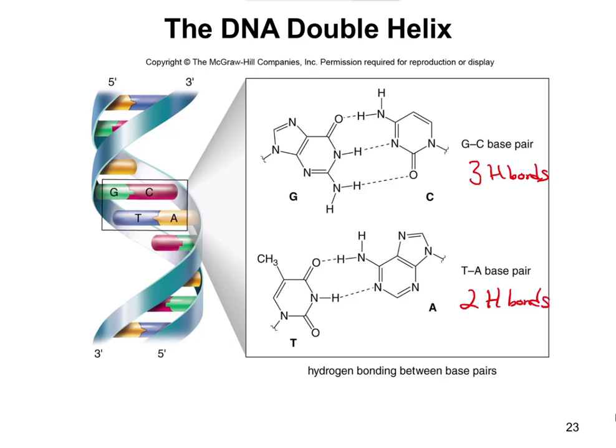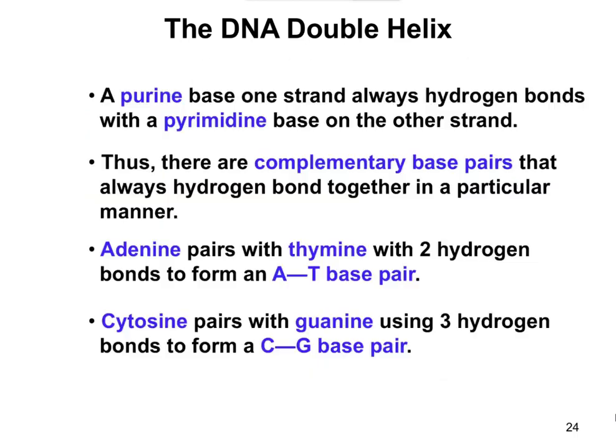So DNA that has more G's and C's is slightly more stable than DNA that has A's and T's, just because of that extra hydrogen bonding. So again, you don't need to know the structures. You should know that they're held together by hydrogen bonds. All right, so as I mentioned, a purine is always going to hydrogen bond with a pyrimidine. So we refer to these as complementary base pairs. So A with T and C with G.